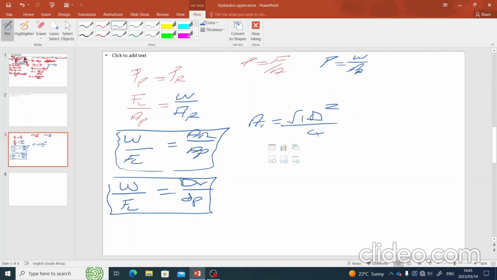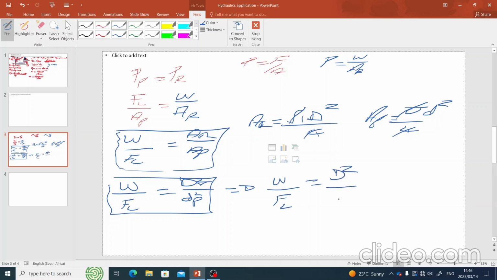This is for the ram. Then the area for the plunger equals pi small d squared divided by 4. Pi and pi will cancel out, 4 and 4 will cancel out, then you'll be left with the d squares. It is d squared, d squared. In short, this formula is W over FL equals d squared over small d squared. Now, this formula, we will be using it more often.